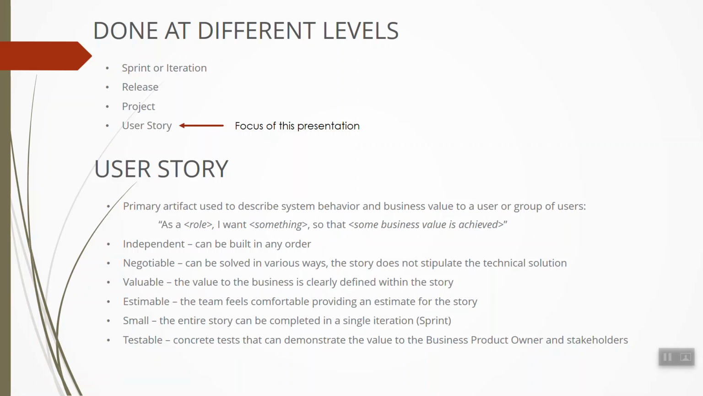So the basic thing is that the user story should be the primary artifact used to describe system behavior and business value to a user or a group of users. It should have key things in it, like who is going to... The story should say what the person, or the role of that person, is going to do to achieve a value out of it.